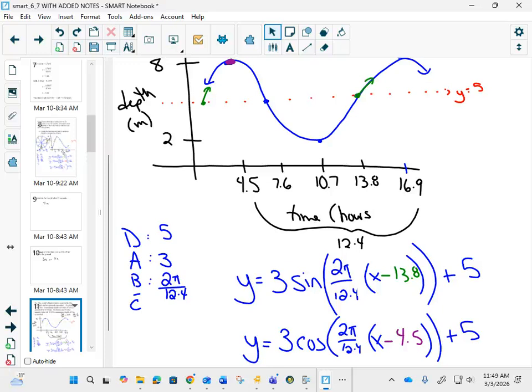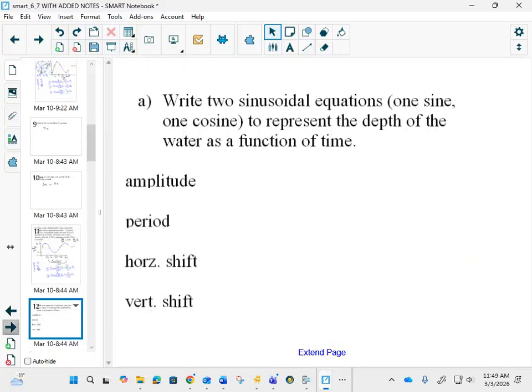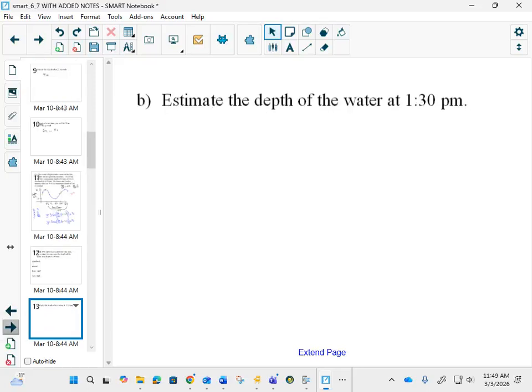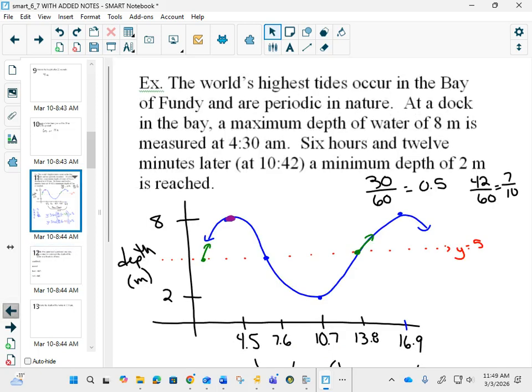Okay, so this is a tides question. You've got 2 equations. Again, we figured out the 2 equations. We've done part A. Estimate the depth at 1:30 p.m. How do you translate this to 1:30? Where does 1:30 p.m. fit on my scale? What number would I write for 1:30? 1.5? Is this 1:30? Well, that 1.5 would be 1:30 a.m. 13.5. You sort of have to go to a 24-hour clock, right?